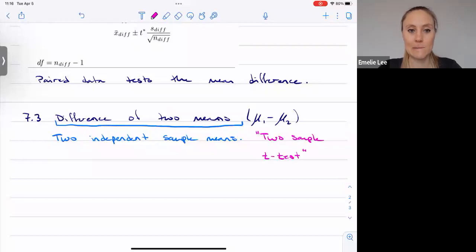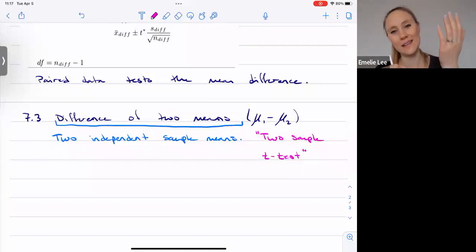Okay. Where it gets a little bit dicey is, I have two samples and there's no way I can consolidate them into a difference column. And I'm even allowing for things like different sample sizes. I might have two columns that aren't even the same length, but I can still compare those means. What we have is a sample mean for group 1, a sample standard deviation and a sample size for group 1, and the same thing for group 2.